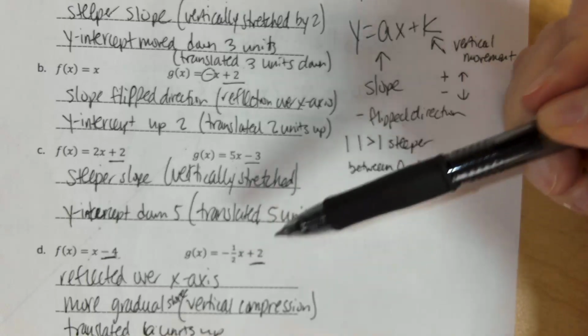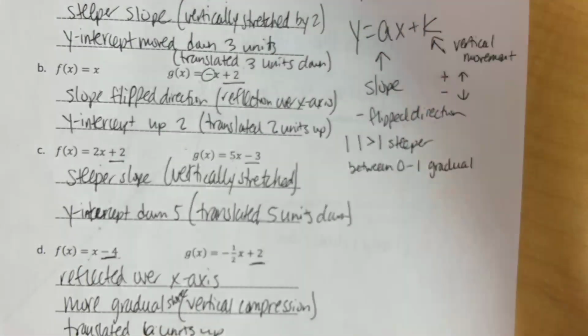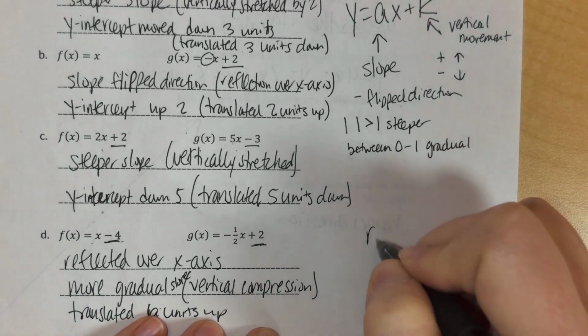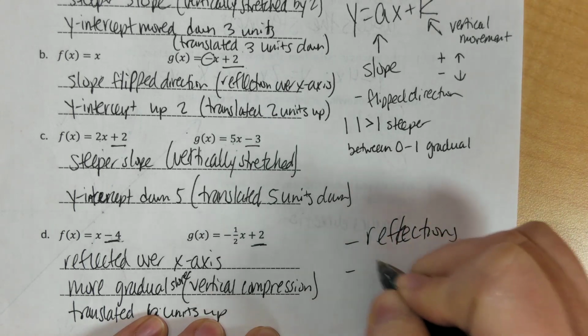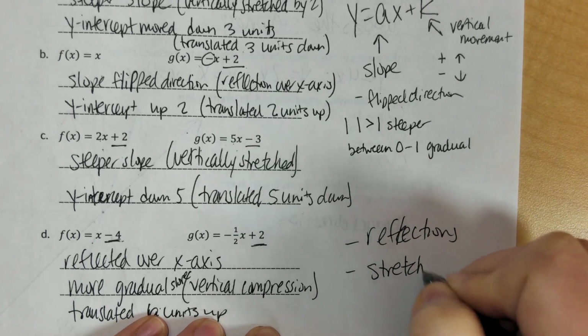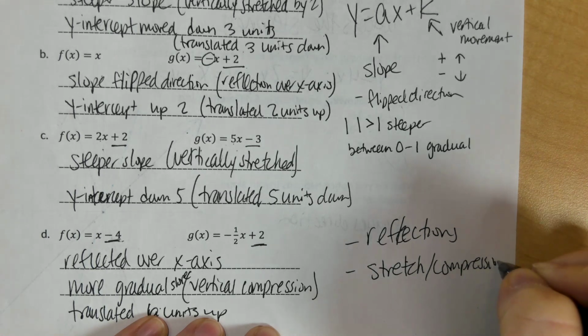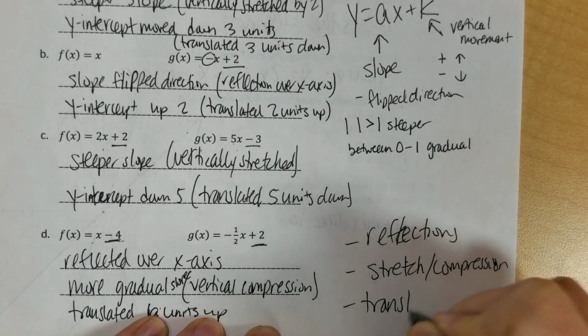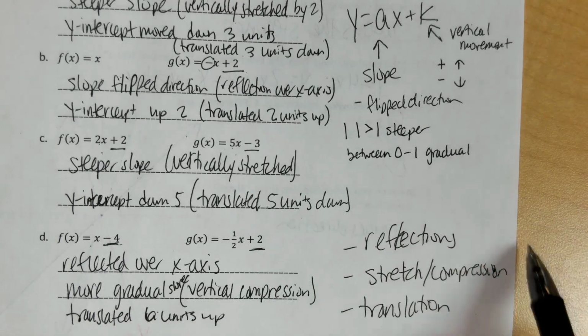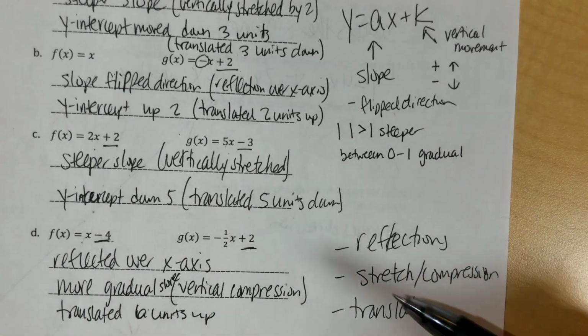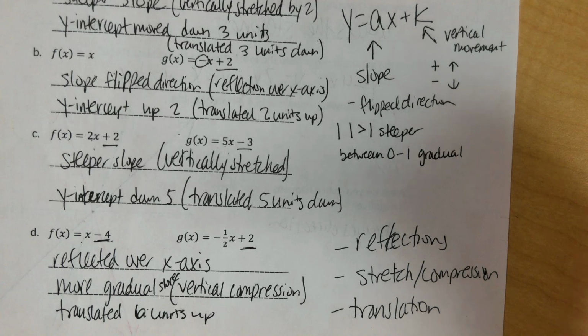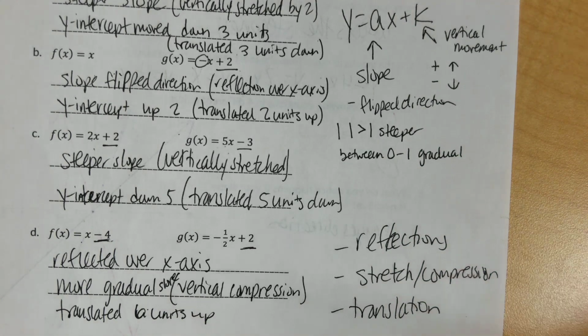Okay, so these are transformations from one graph to the next. And so the big 3 key transformations that we want to remember are reflections, a stretch versus a compression, and we also want to remember a translation. Okay, so reflection meaning A has become negative and we flip direction going from positive to a negative slope. Stretch and compression, a stretch means that the absolute value of our slope has gotten larger, so it's gotten steeper. Compression meaning the absolute value has gotten smaller, and so it's gotten more gradual.